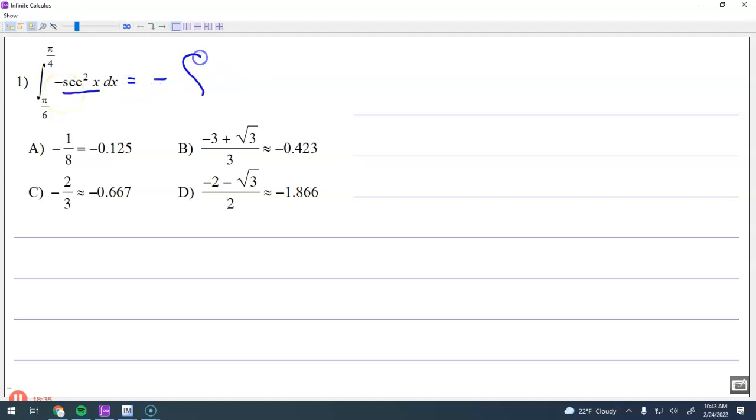And it might be helpful to yank the constant out in front and rewrite it like this. And then it's a little easier to tell, oh, I know how to integrate sec squared. So then it will be negative. The integral of sec squared is tan of x.